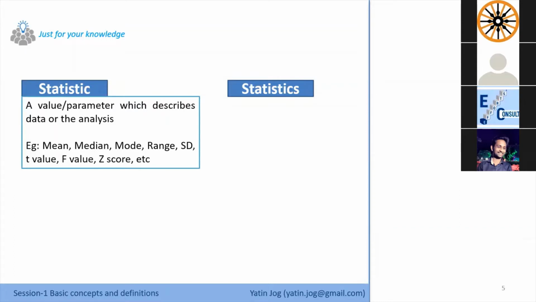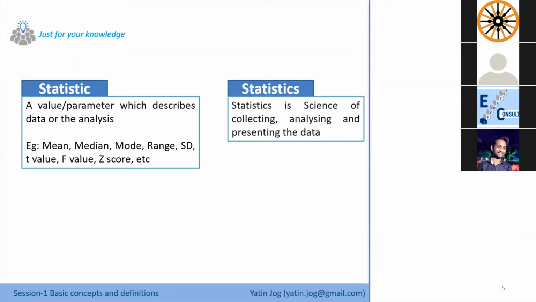Mode, range, SD, T value, F value, Z score, F score. There are a lot of things which try to represent a lot of numbers which are in the backend, which are the parameters. So we call them statistic. So one data set can have multiple statistics. And the second word is statistics with S, which is a science. Statistics is a science of collecting, analyzing, and presenting the data.